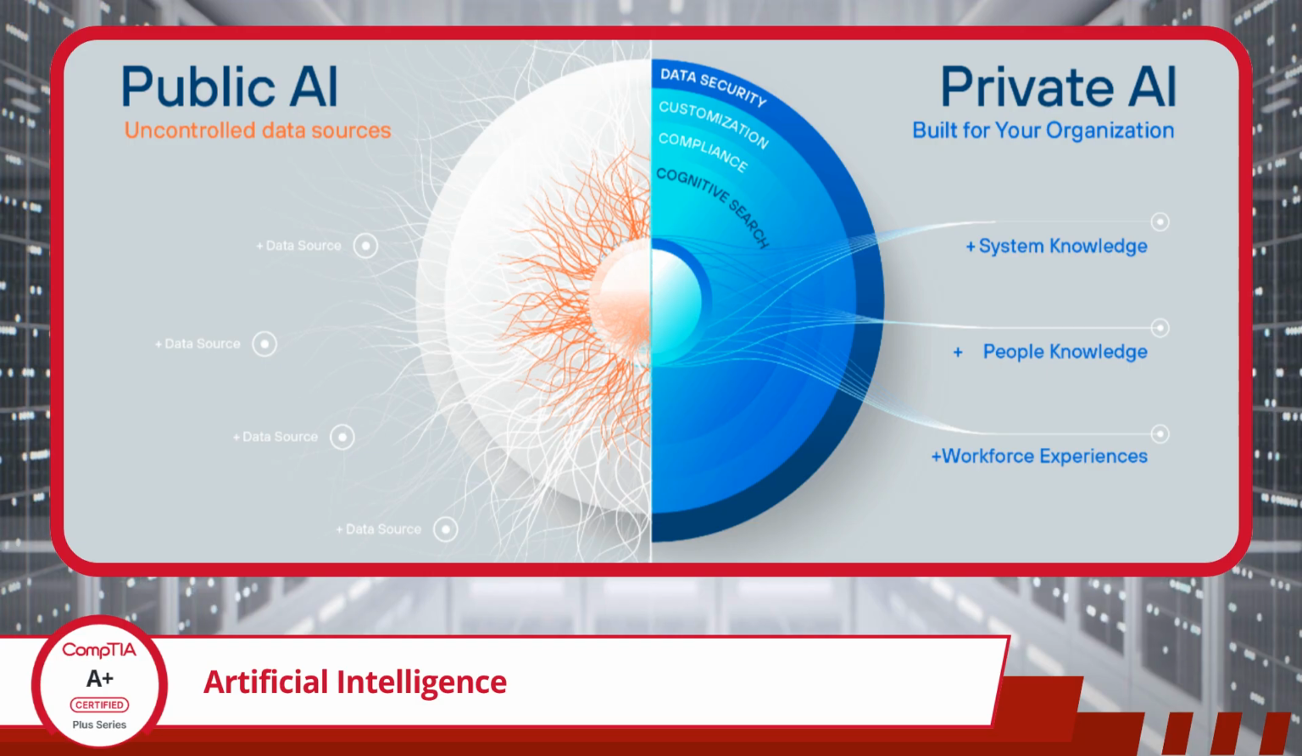Rather than relying heavily on uncontrolled public data sources, private AI systems may be trained using internal company knowledge, workforce experiences, documentation, and approved organizational data sources. This allows organizations to maintain greater control over how information is stored, processed, and protected while also tailoring the AI system to their own operational needs. Private AI environments are often designed with stronger data security measures, stricter access controls, and compliance requirements in mind. Organizations may choose private AI solutions specifically to reduce privacy risks, protect intellectual property, and comply with regulatory requirements surrounding sensitive information.